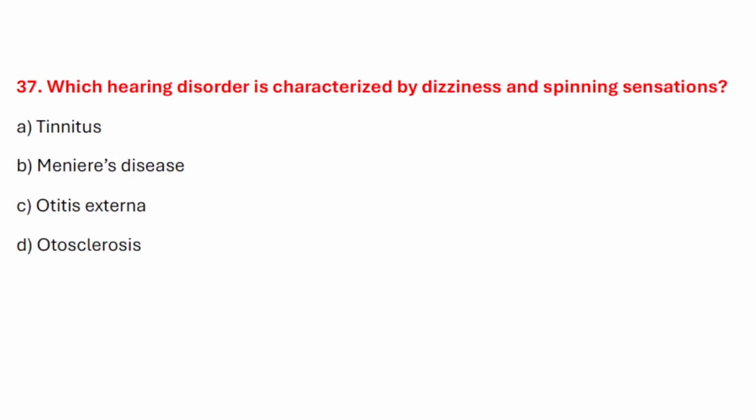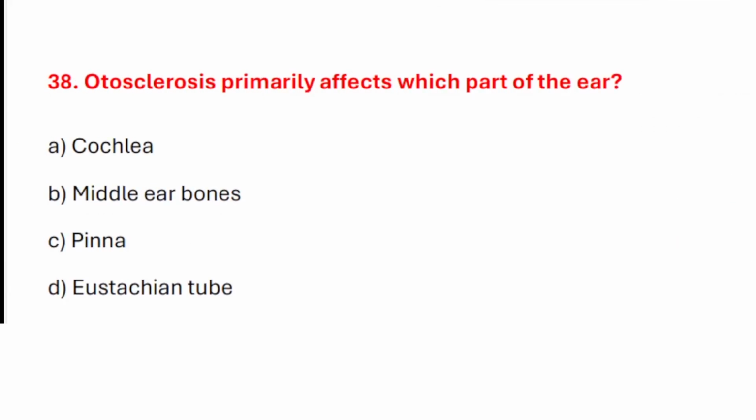Question number 37. Which hearing disorder is characterized by dizziness and spinning sensations? Correct answer is option B, Meniere's disease. Question number 38. Otosclerosis primarily affects which part of the ear? Correct answer is option B, middle ear bones.